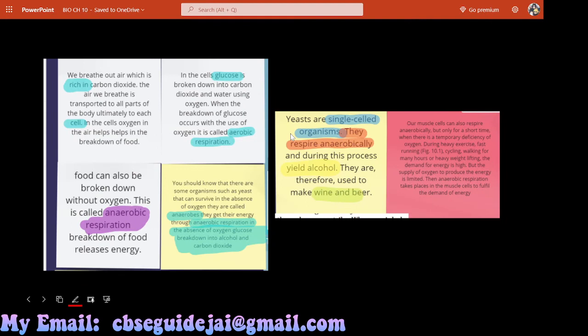Yes, we breathe out air which is rich in carbon dioxide. The air we breathe is transported to all parts. Ultimately, we read that in the cells, glucose is broken down to carbon dioxide and water. These are all the important points that we visited. So you can take a screenshot and yes, guys.